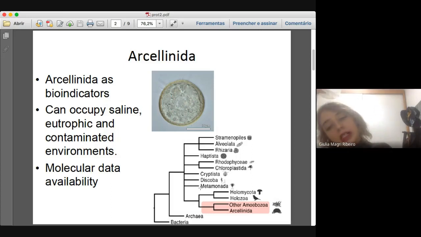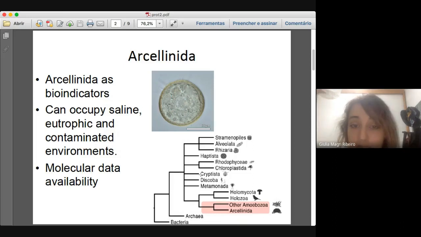Arcellinida are part of the Amoebozoa group. Here I show you a three-domain reconstruction where we have bacteria, archaea, and I expanded the eukaryotic group. Arcellinida is here together with Amoebozoa, and they are close to Holozoa, the group that includes animals and, well, us, and Holomycota, a group that includes fungi.